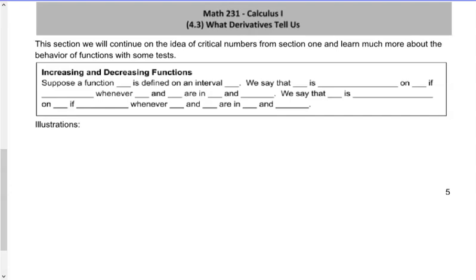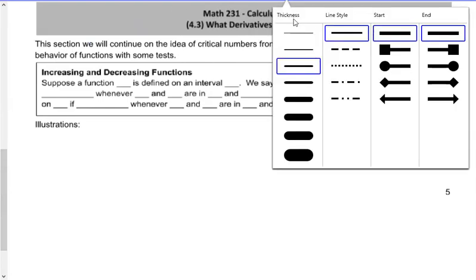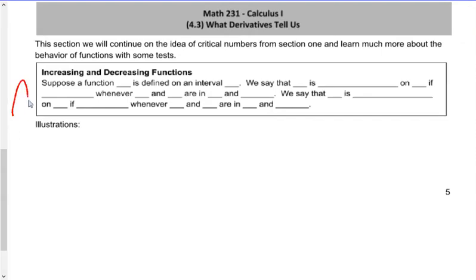So the first one that we get is increasing and decreasing. Obviously, if we're increasing, we're going up. If we're decreasing, we're going down. What that looks like in a function is if we're increasing left to right, decreasing, increasing, that type of stuff is what we're looking at for this. So suppose that f is defined on an interval I.